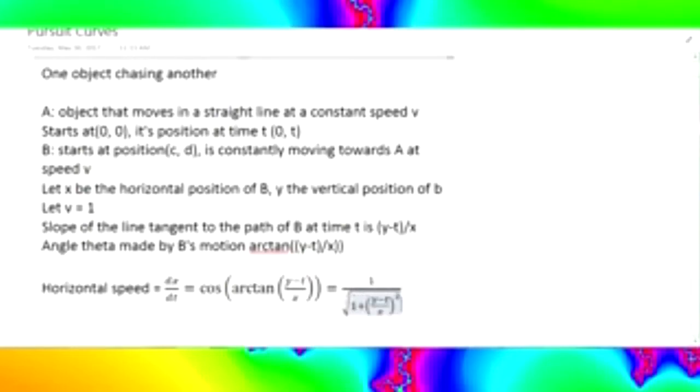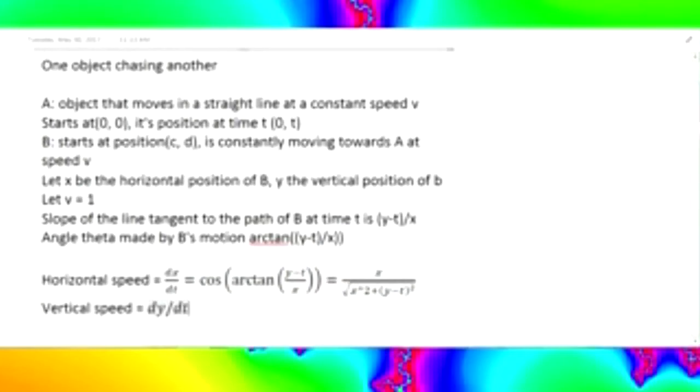Alright, this is what we get for the horizontal speed, and in fact what we can do is multiply the numerator and denominator by x as such, and if we distribute this x into the radical, it becomes x squared, and now we can take out that x. So this is what we have now, and we're going to want the vertical speed as well.